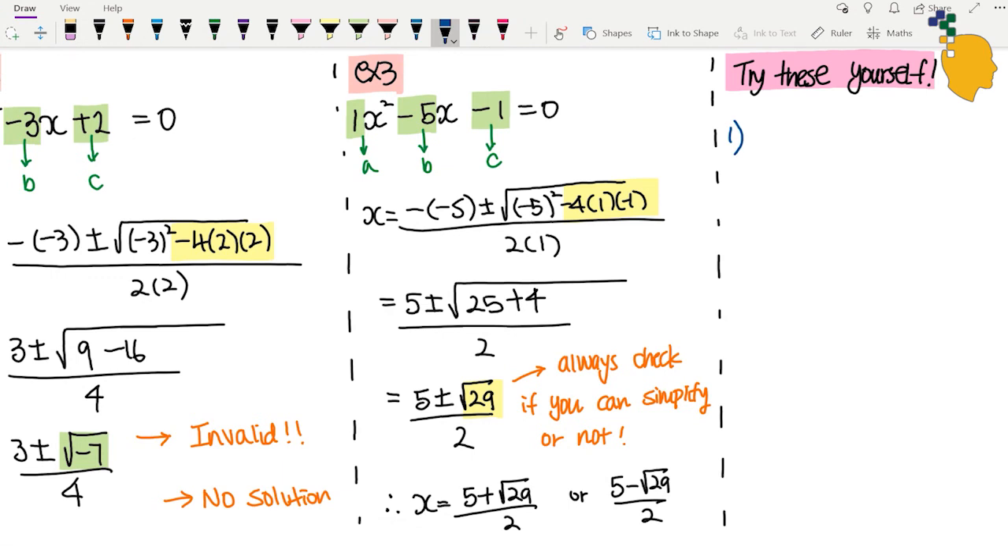I'll leave you guys with these two questions that you can try yourself. 1. 3x squared minus 2x plus 5 equals 0. 2. x squared minus 3x minus 3 equals 0.